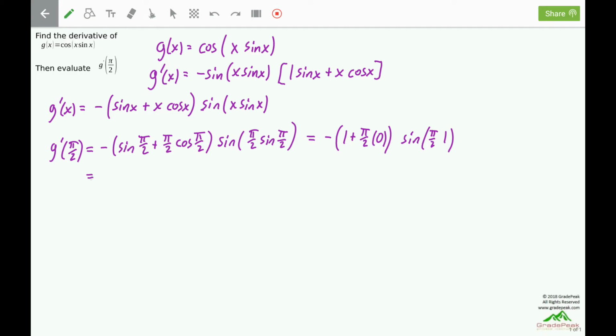And this is now equal to a negative, we have a 1, and then plus pi over 2 times 0 will just be a 0. And then pi over 2 times 1 is a pi over 2, so we have negative of 1 plus 0, which is 1, and then times the sine of pi over 2, which is a 1. 1 times 1 is a 1, and we end up with negative 1.